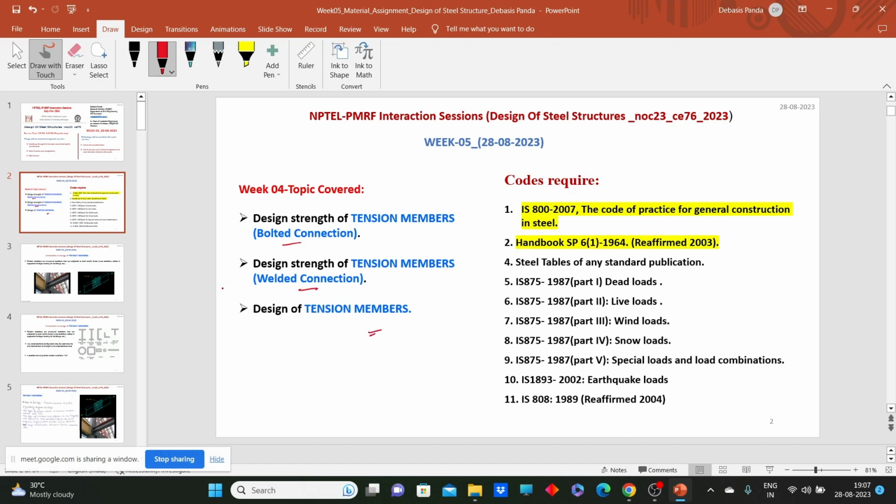To understand the design strength of the tension member, we have to revisit the failure criteria of the tension member. If we know the failure criteria of this kind of members, then we can easily find out the factors which will influence the design strength of this kind of members. So let's quickly revisit that concept.